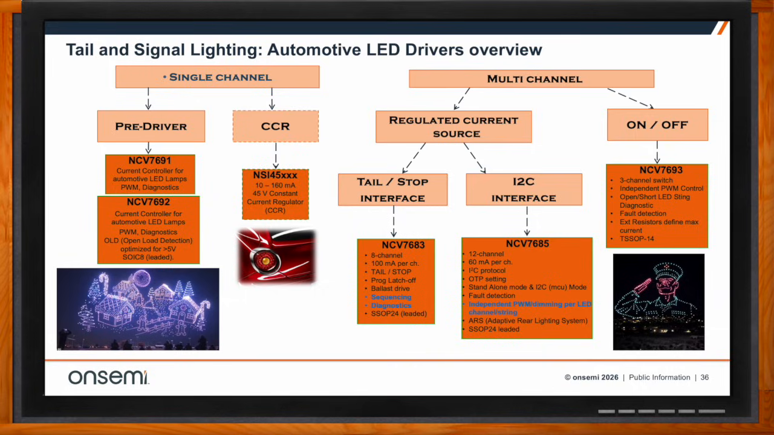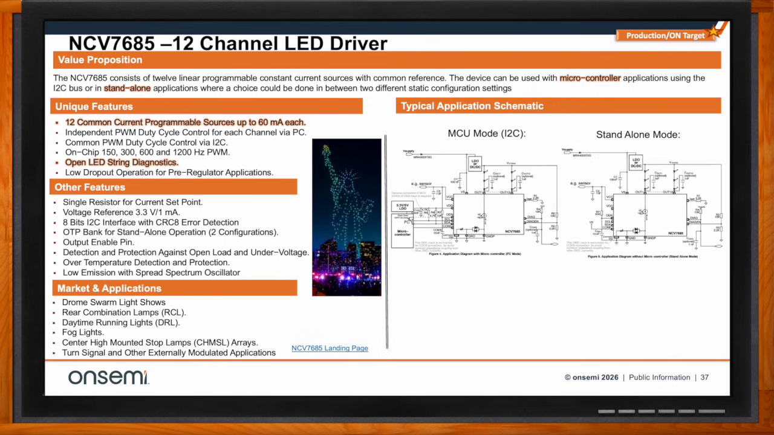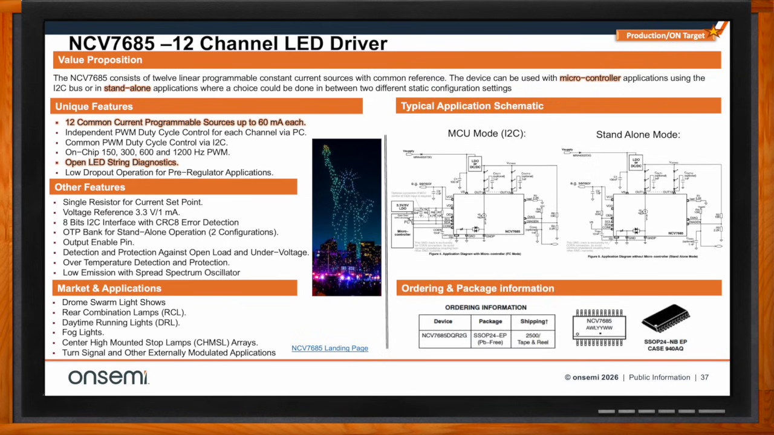More specifically, the NCV7685, that's our 12-channel LED driver. That's one of our leading selling LED drivers for automotive, which is a perfect fit for these swarm drone light shows. And this can run either in MCU mode across I2C, or it can run in standalone mode. It has 12 constant current programmable sources up to 60 milliamps each. Each one is independently PWM'd or duty cycled to control the dimming across I2C. And it also has open LED string diagnostics. So very robust solution for your drones.